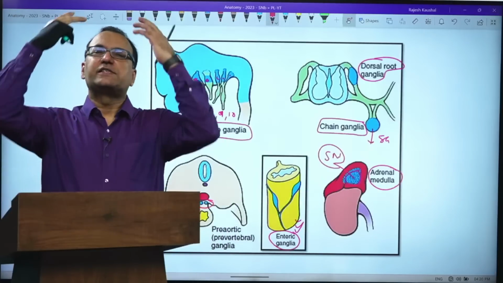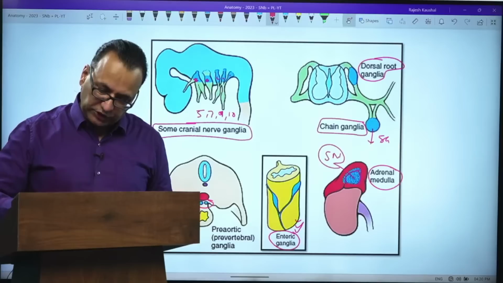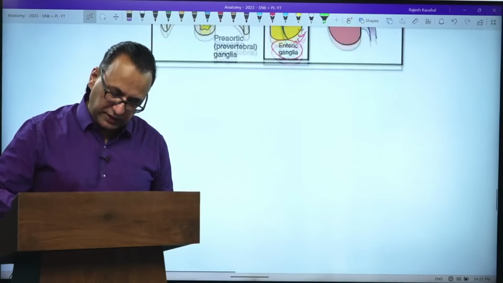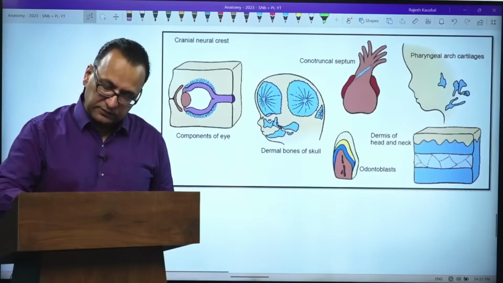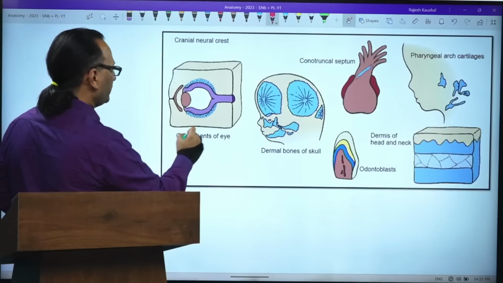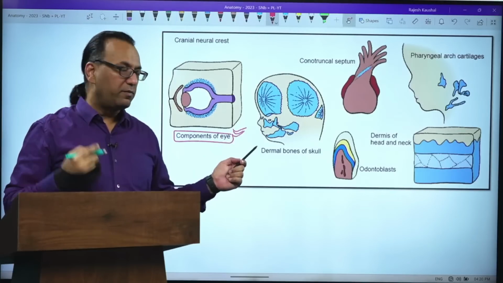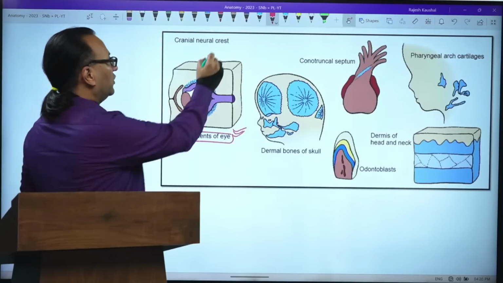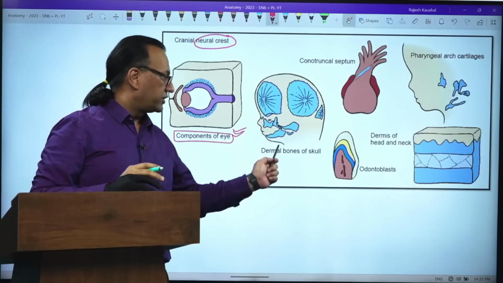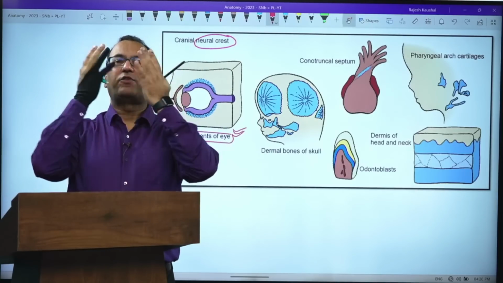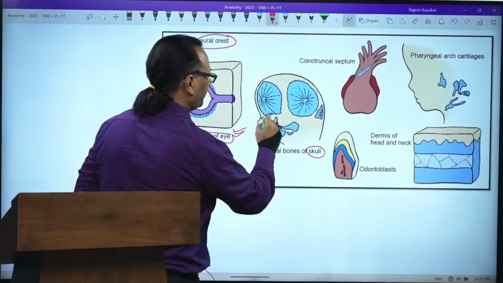Then I told neural crest cell will contribute to head and neck mesenchyme, secondary mesenchyme, which you can see for yourself. These are the diagrams. In these diagrams, you can say what are the derivatives again. See, most of the eyeball mesoderm is from neural crest cell. Most of the skull bones, especially anterior lateral, like facial skeleton, is from neural crest cell.